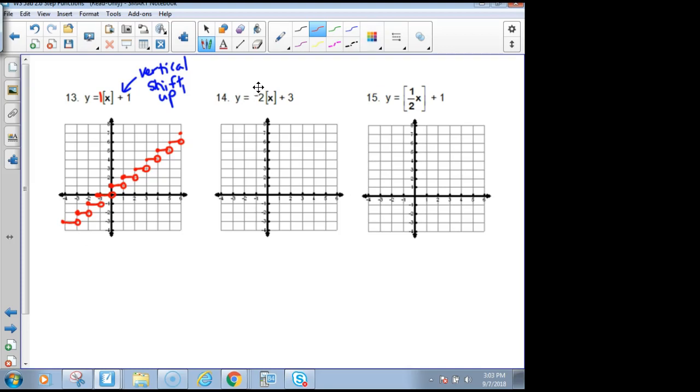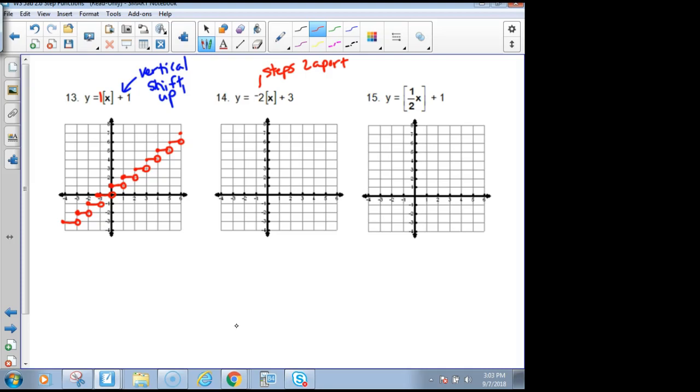All right. What do you think the negative 2 does? The steps are going to be 2 apart. That's what that thing does. What else is it going to do? It reflects the graph over the x-axis. But what does that do to the values? I'm trying to say it a different way.